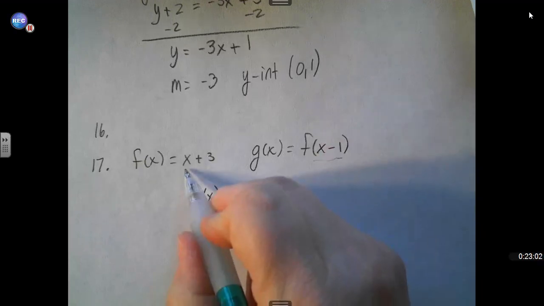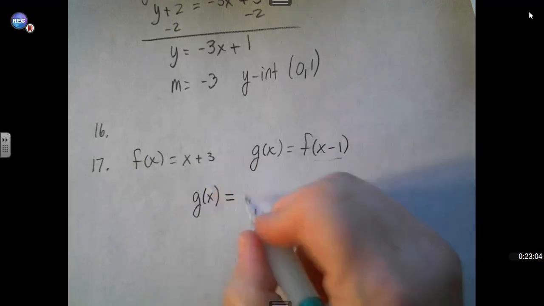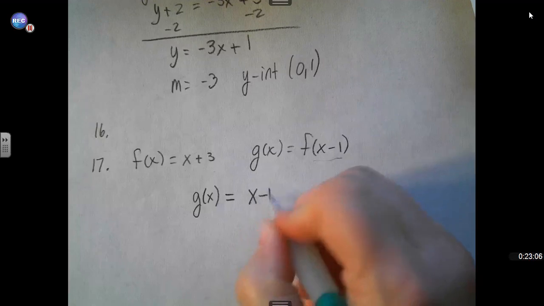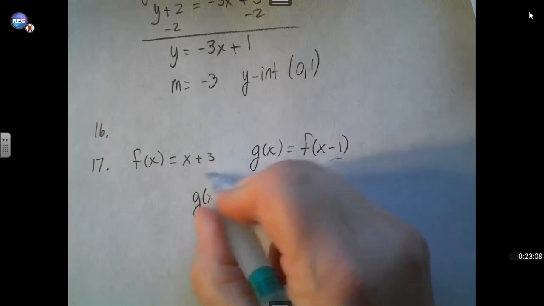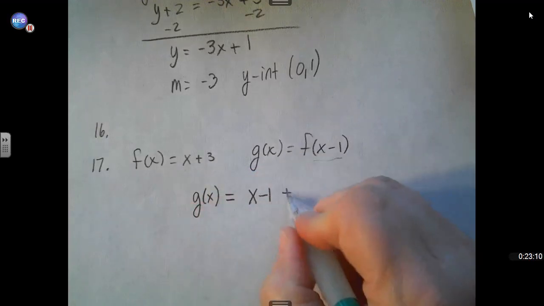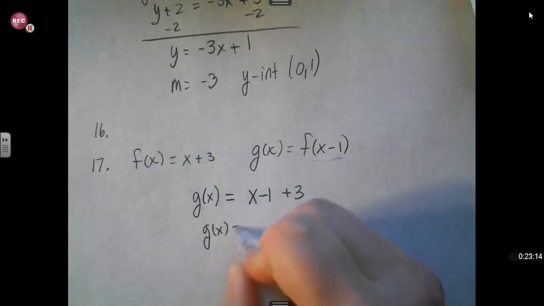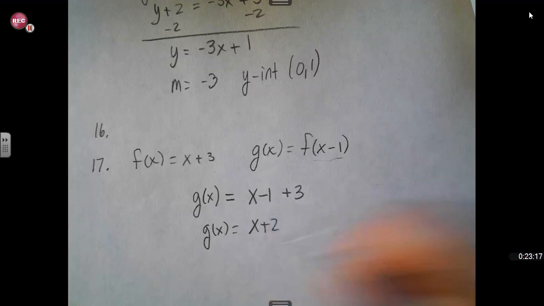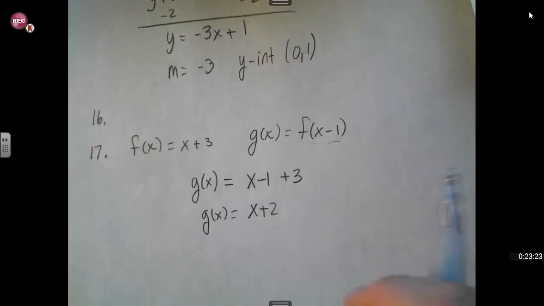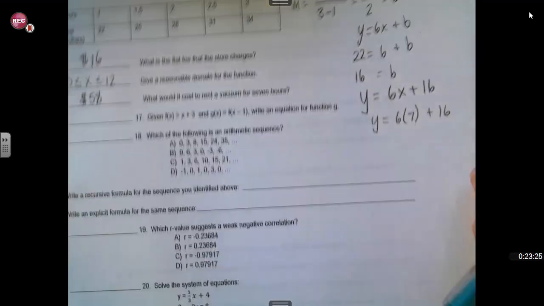So I'm going to plug in x minus 1 for x and get x minus 1. And then that plus 3 is still there. So x minus 1 plus 3. And so g of x is x plus 2. Simplify, add like terms. Number 18, I'm going to come back to the sheet here.